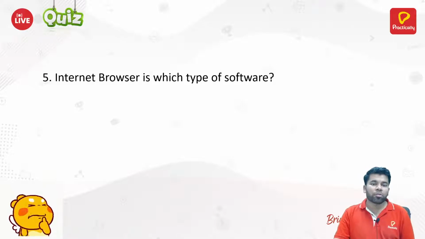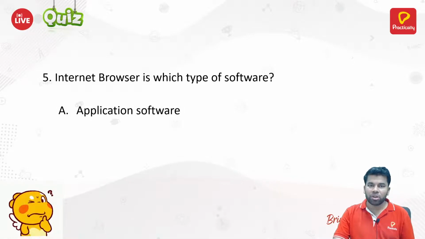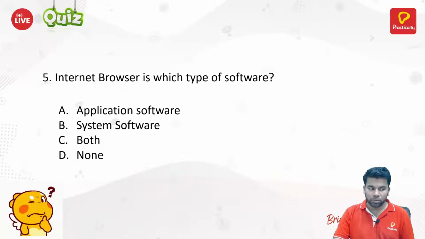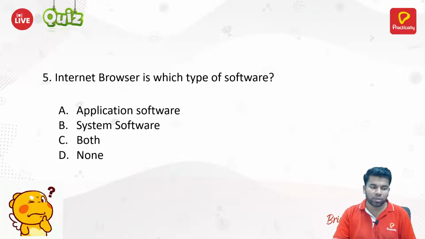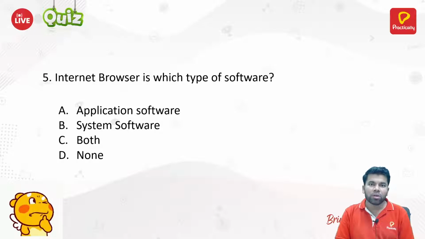Internet browser is which type of software? Is it application software, system software, both or none? You can comment the answer in the chat. Internet browsers are, for example, Chrome, Firefox, Internet Explorer, Safari, Opera. So it belongs to which category of software, application software or system software?